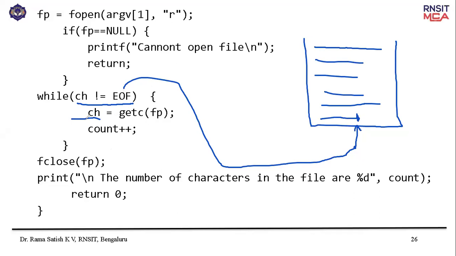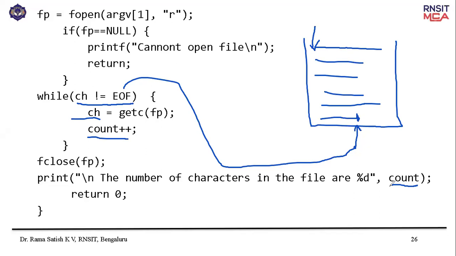Every time you keep on reading the file, you increment the count. This incrementing of the counter will be done for all the characters starting from the beginning of the file till the end of the file. So every time it moves on character by character, making the count, and finally it will display the number of characters in the file. This is how it will go on to do.